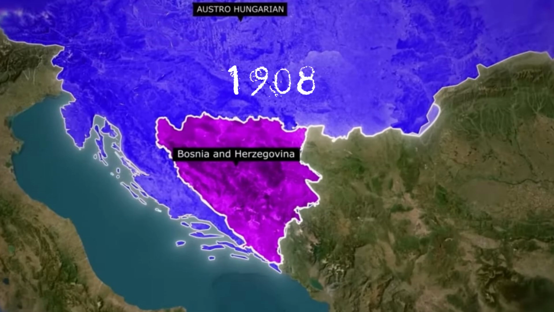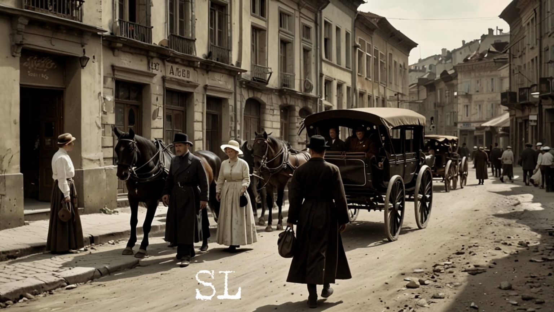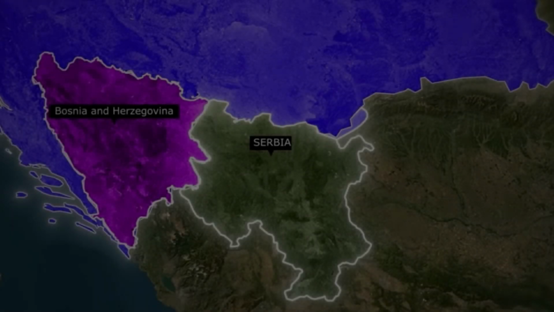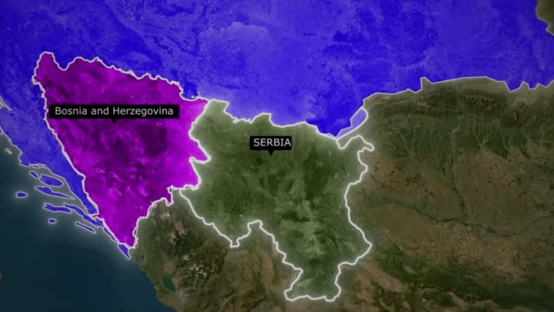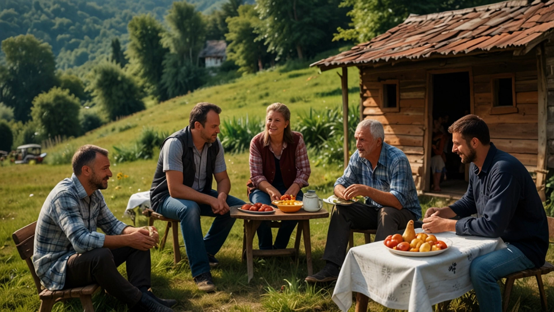In 1908, the Austro-Hungarian Empire took control of Bosnia and started managing its affairs. Most of the people living in Bosnia were Slavic, and neighboring Serbia also had a large Slavic population. There was a sense of empathy between the people of both countries because they were neighbors. However, Serbia was not part of the Austro-Hungarian Empire. While the people were essentially the same, they were ruled by different states.